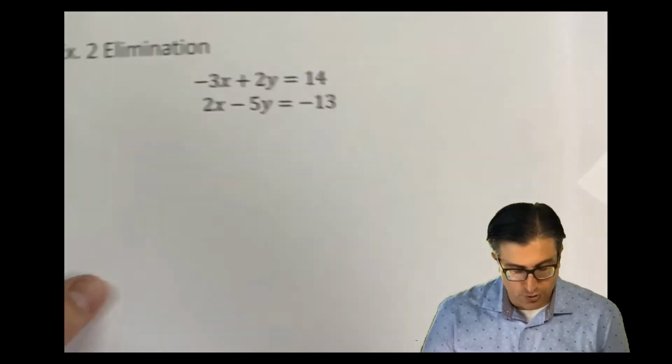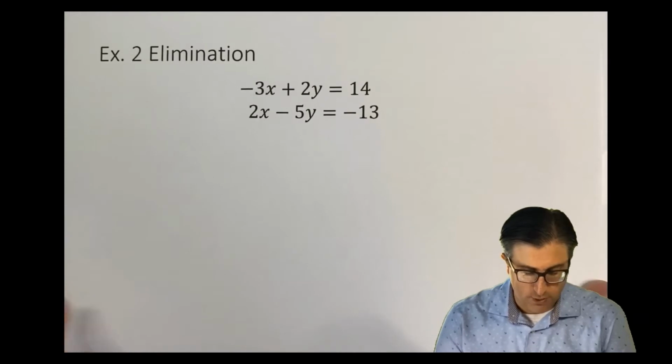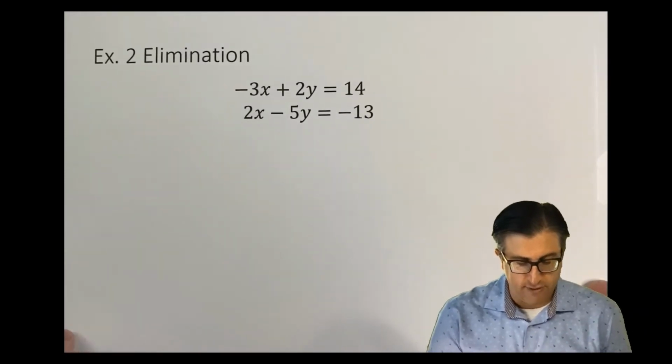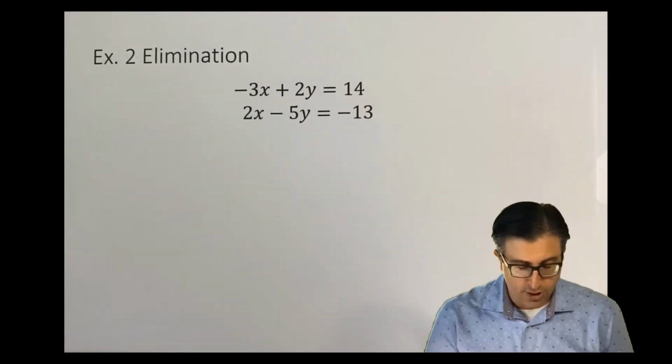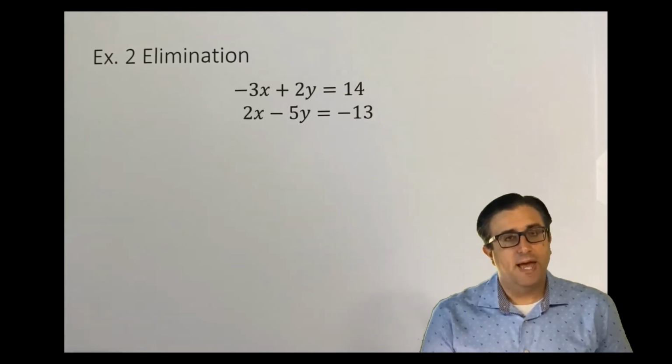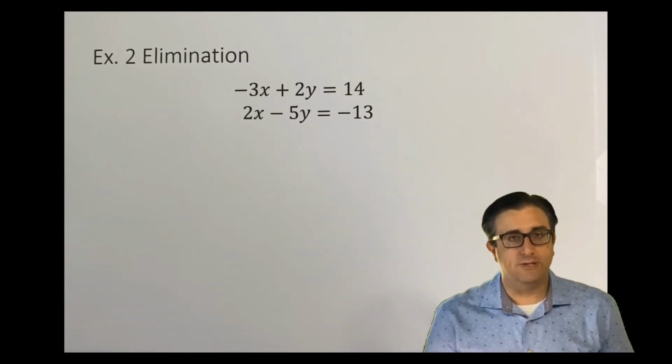Now example 2, negative 3x plus 2y equals 14 and 2x minus 5y equals negative 13, unfortunately doesn't have a variable by itself, and it doesn't have one that immediately is going to cancel with another.